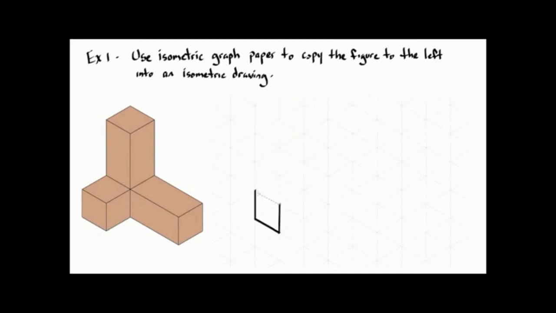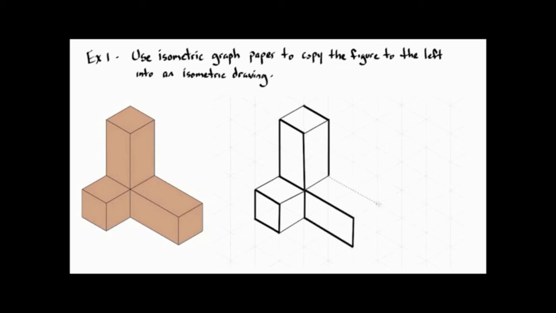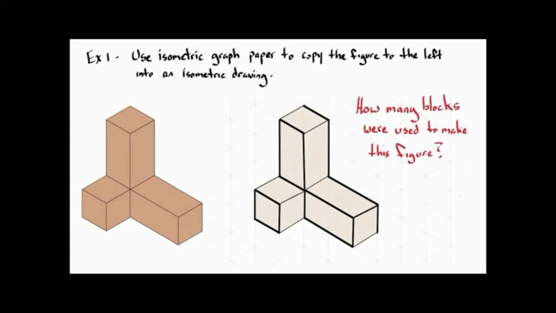Alright, how did you do? What we're going to do for this one is find all the edges of the figure and draw them onto the isometric graph paper. This just takes a little bit of practice to see it. I'm going to shade it in here so you can see it better. So how many blocks were used to make this figure? What do you think? Six. Don't forget about that hidden one underneath.